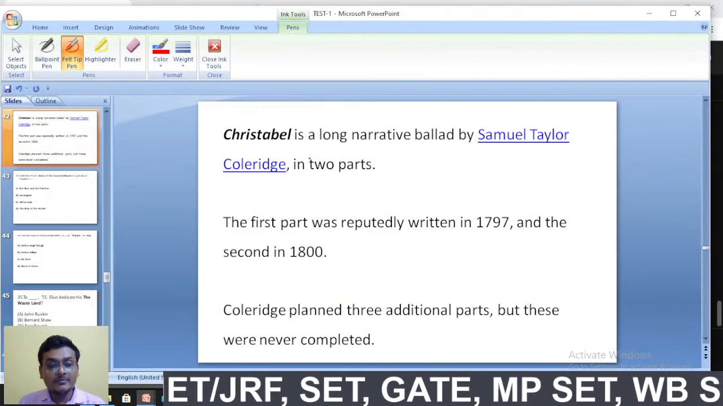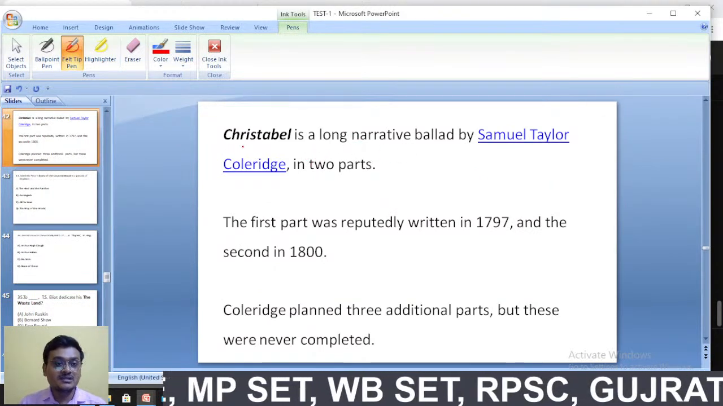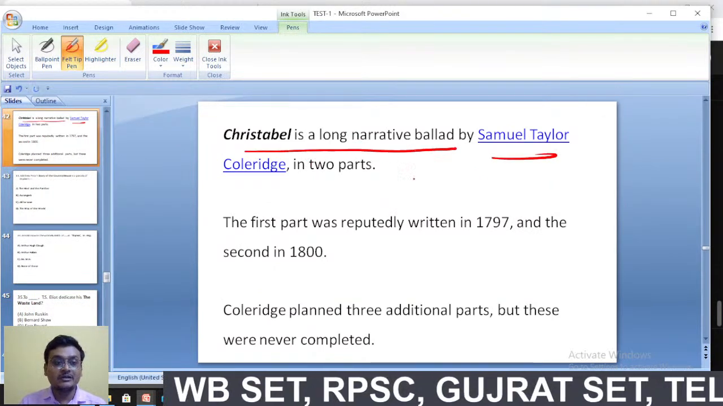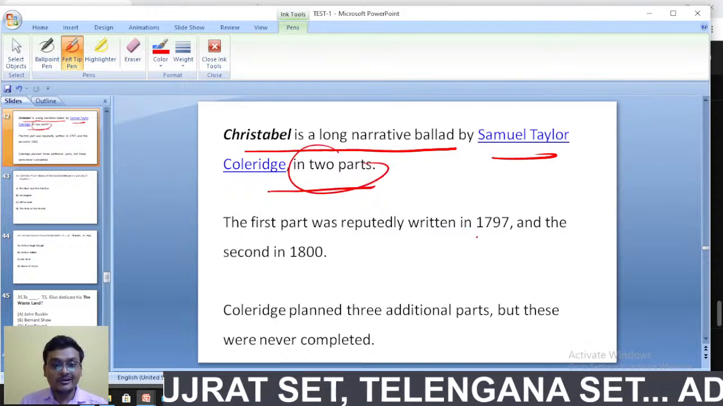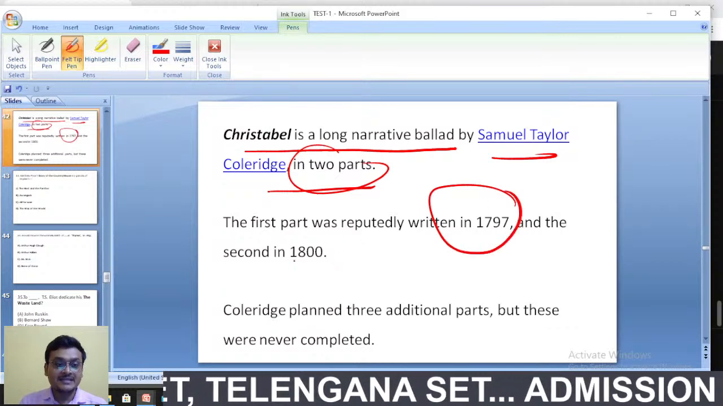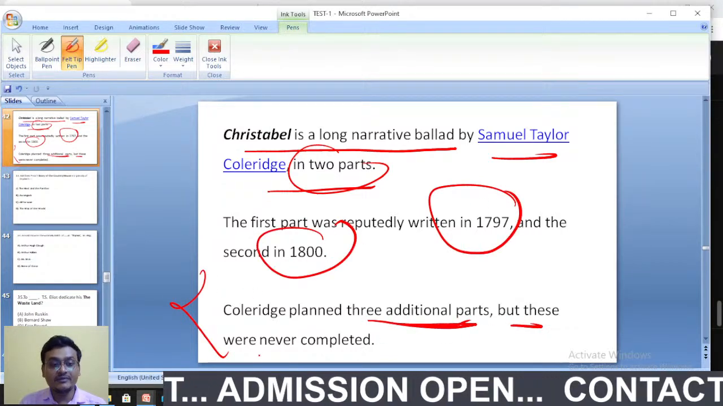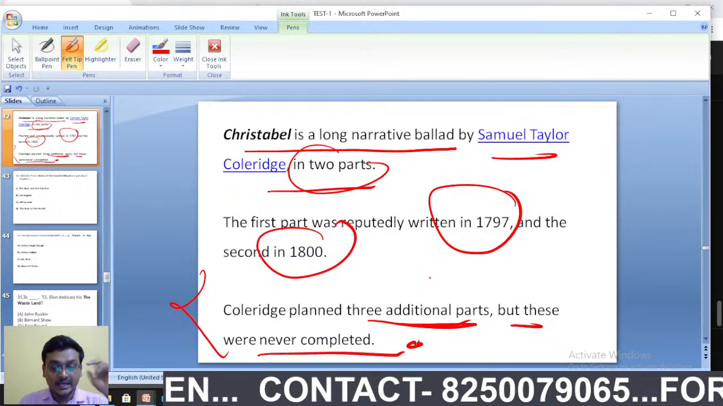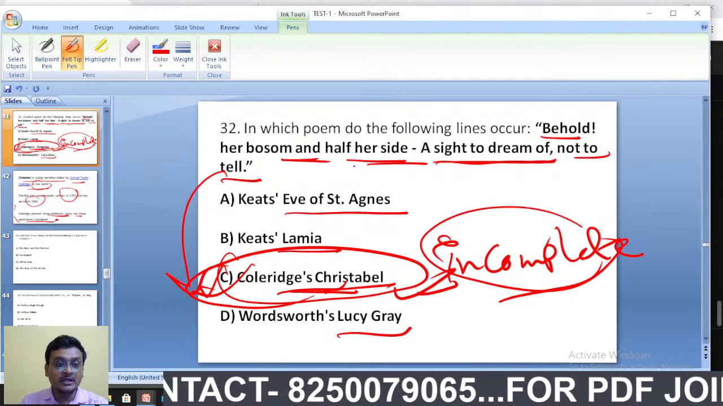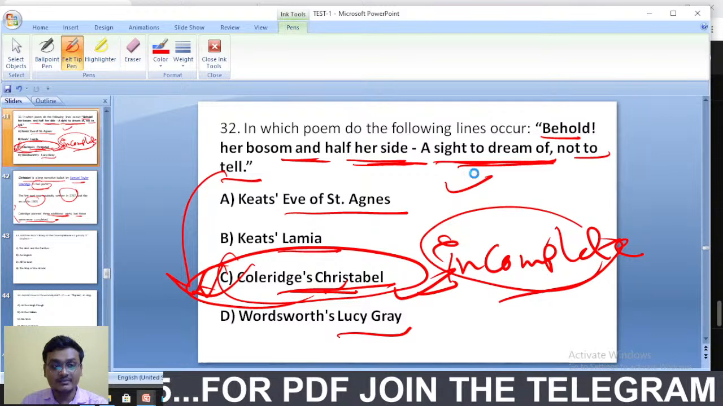Christabel is one of the finest ballads, apart from the Rime of the Ancient Mariner. Christabel is a long narrative ballad by Samuel Taylor Coleridge in two parts. The first part was written in 1797, and the second in 1800. But Coleridge planned three additional parts, which were never completed. This is an unfinished, incomplete work, Christabel. These are the lines from Coleridge's Christabel.